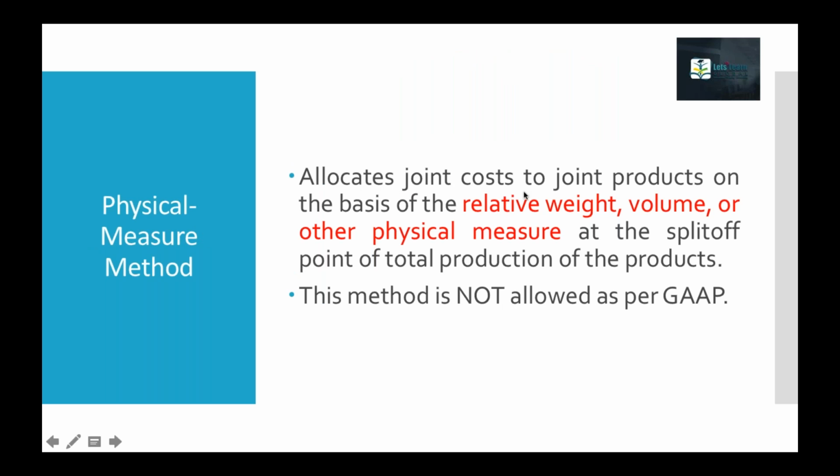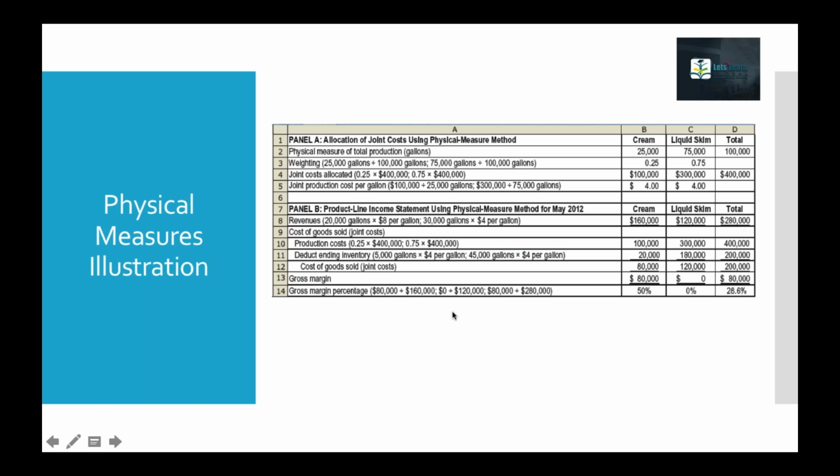Okay. Joint cost, relative sales volume or physical measure method, all are the same, and as you know, this is not allowed as per GAAP.